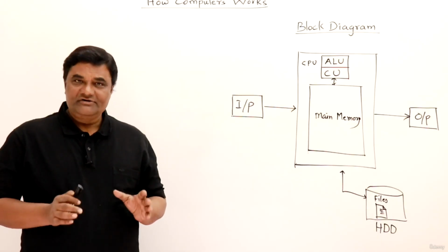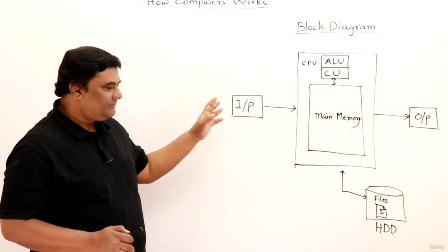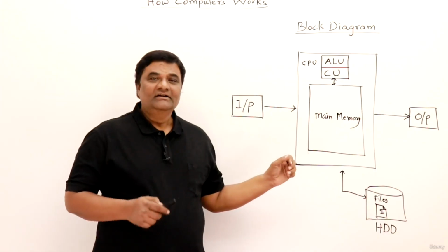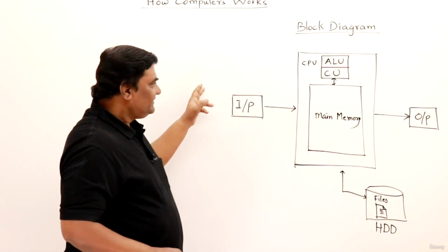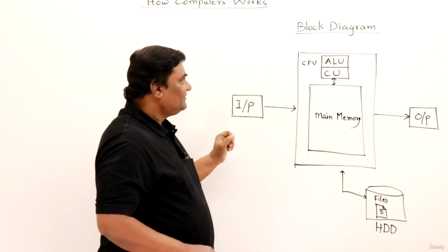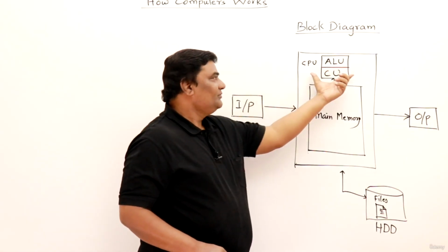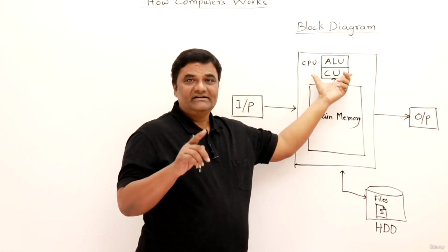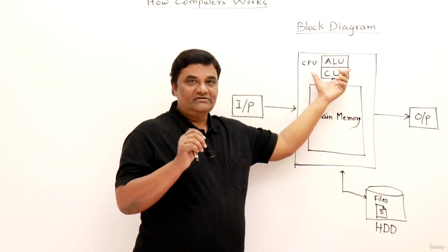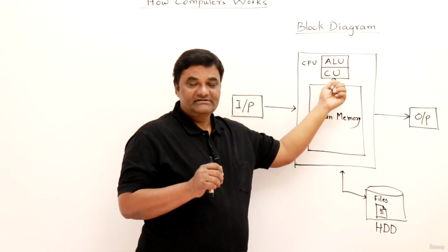For understanding how computers work, first of all, let us look at a block diagram. This is a very basic thing. Let us study it. This is a block diagram of a computer. Let us see the components first of all. This is the CPU. It has two parts: ALU, that is arithmetic and logical unit, and control unit, CU.